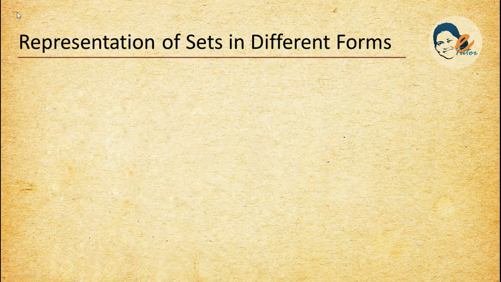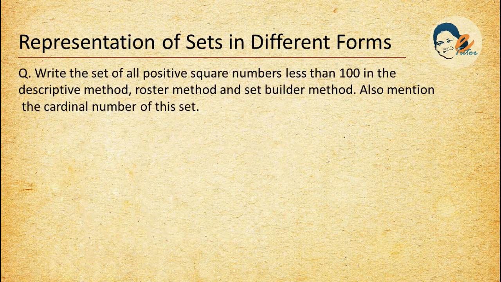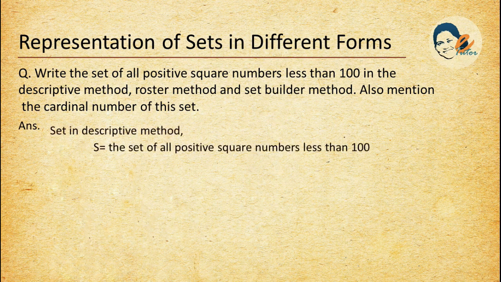Now proceed to the next problem. Write the set of all positive square numbers less than 100 in the descriptive method, roster method and set builder method. Also mention the cardinal number of this set. Okay. Let's solve this. So the set in descriptive method, that is capital S, equals the set of all positive square numbers less than 100.